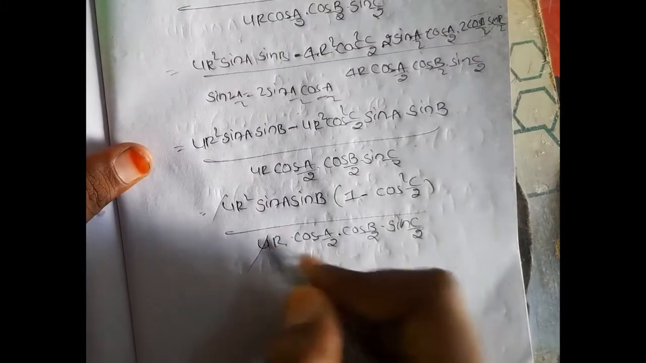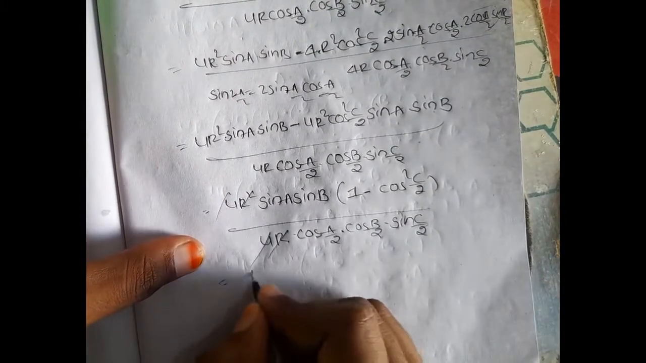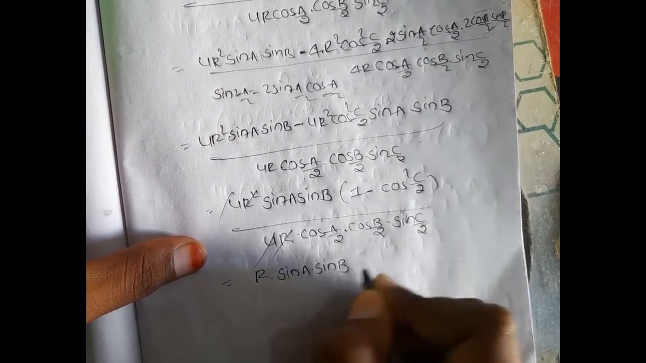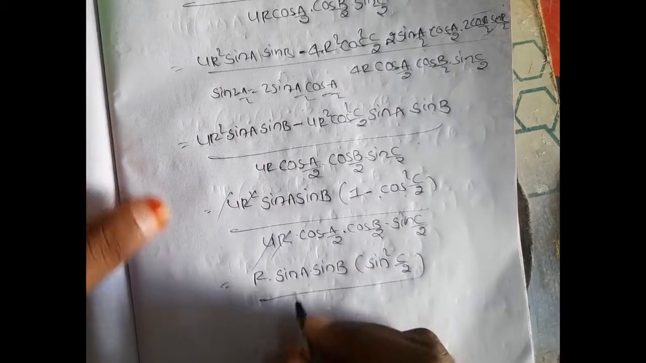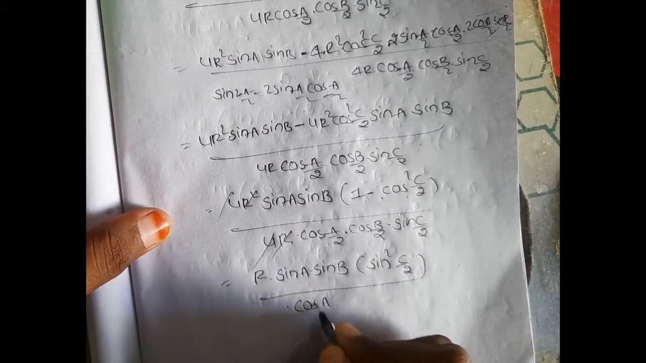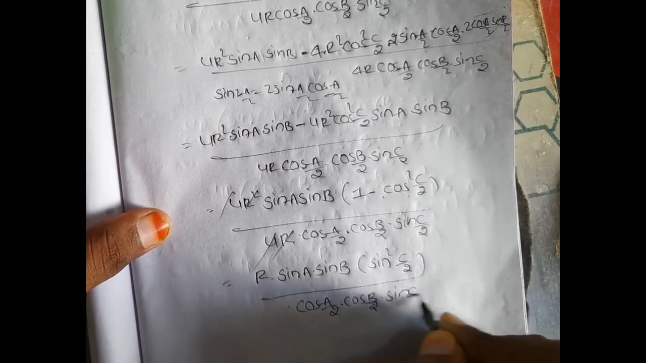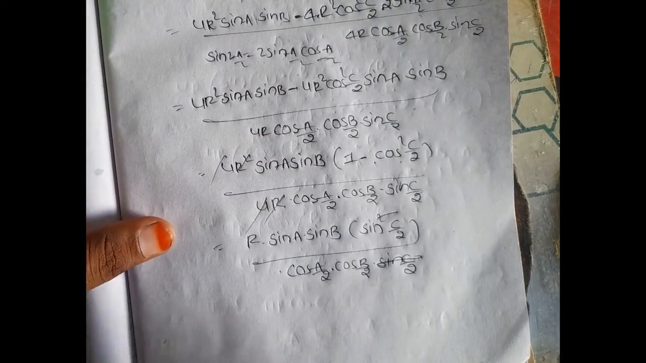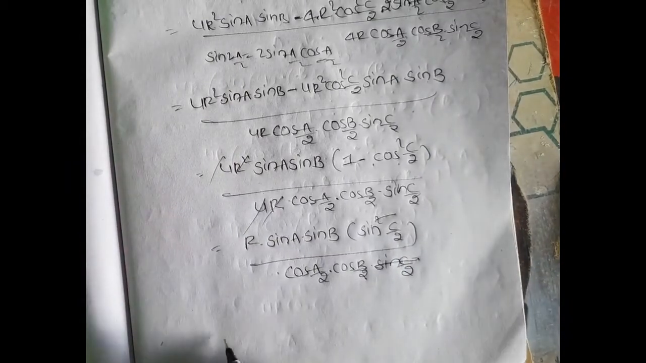Now 4 gets cancelled, r and r. Now r sin a sin b. So what is 1 minus cos square theta? Sin square theta, right? Sin square c by 2. Now cos a by 2 cos b by 2 sin c by 2. Sin c by 2 and sin c by 2 get cancelled.